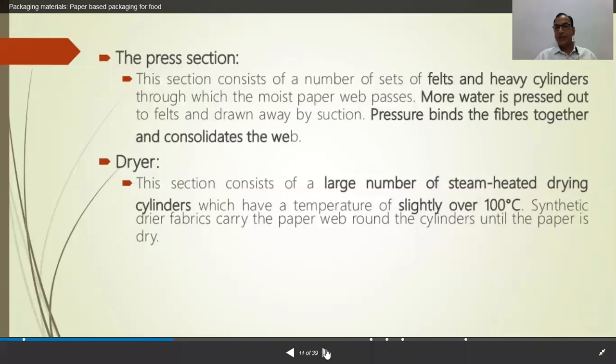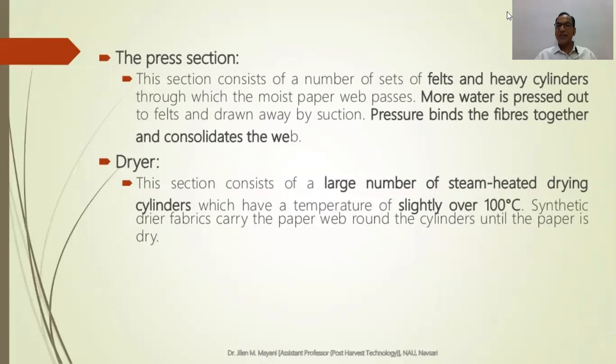Then the press section. After the wire section it goes to the press section. What happens in the press section? This section consists of a number of sets of felts and heavy cylinders through which the moist paper web passes.